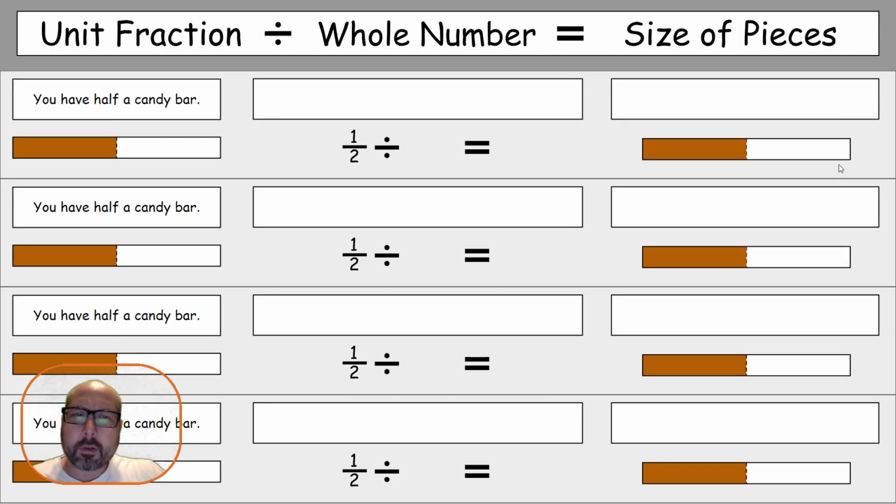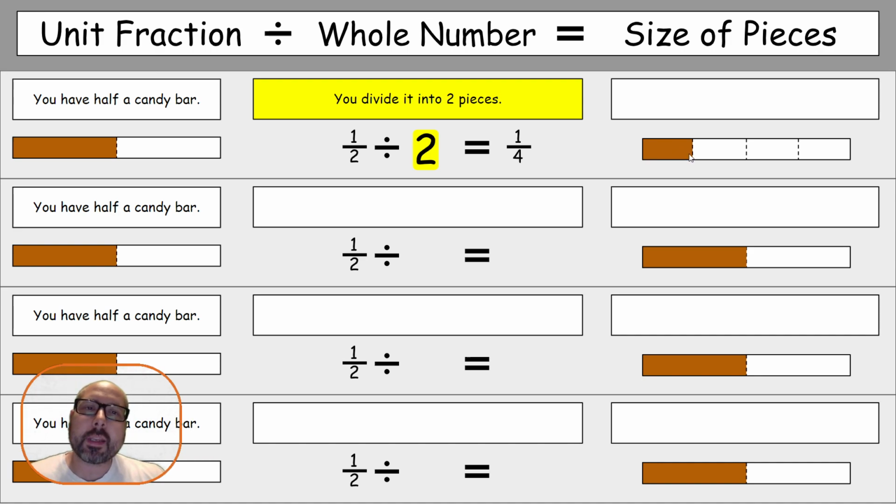Okay, so we're going to do 4 examples here. Each one is going to start with half a candy bar. So in the first one, we're going to divide it into 2 pieces. We're going to take half a candy bar and split it into 2. When we do that, the candy bar gets smaller, or at least the pieces do, because if you start with half and you cut it into pieces, you're going to end up with a smaller piece. So each piece is going to end up being 1/4 of a candy bar in size.